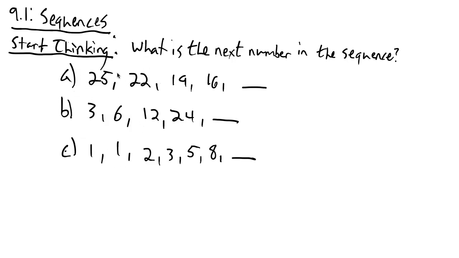So for this one, what are we doing? Well, each time we go, what are we doing? We're subtracting 3. So subtract 3 again. This number is going to become 13. What about for this one? 3, 6, 12. How do we get to that? Well, we multiply by 2. Multiply by 2. That's going to work. So 24 times 2 will give us 48.